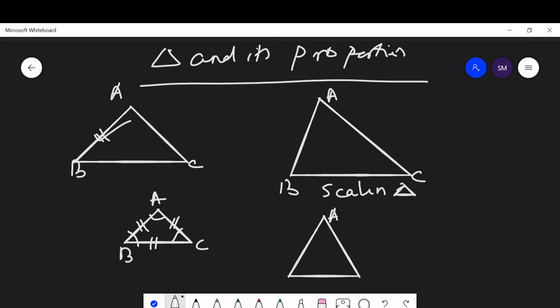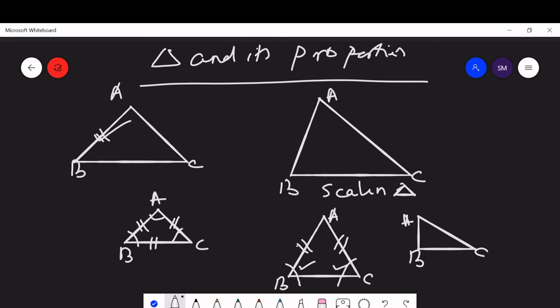And this is the isosceles triangle. The isosceles triangle is the triangle whose any two sides have equal length. When any two sides are of equal length, then the angles opposite to the equal sides have equal measure. This angle and this angle have equal measure. If AB is equal to AC, this means angle B is equal to angle C.